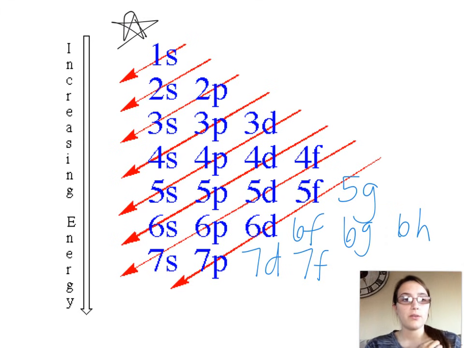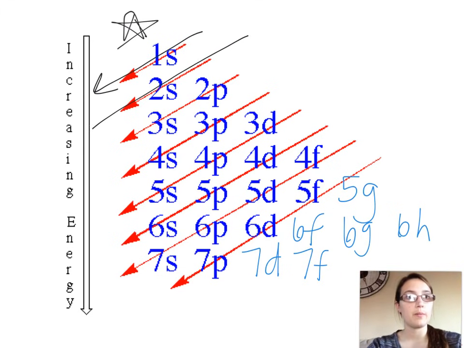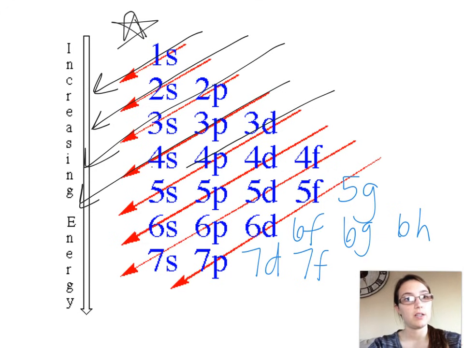Now, when we go through this, I like this because we can, again, just follow the straight arrows as we go through. So we start with 1s, come back up, come back down. So we're just going diagonally. So we start by filling the 1s, then we fill the 2s, then the 2p, then the 3s, then 3p, then 4s, 3d, 4p, and so on.